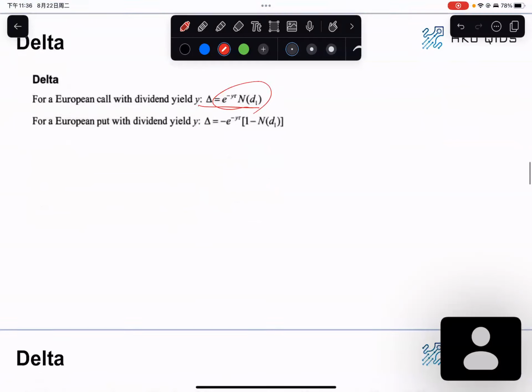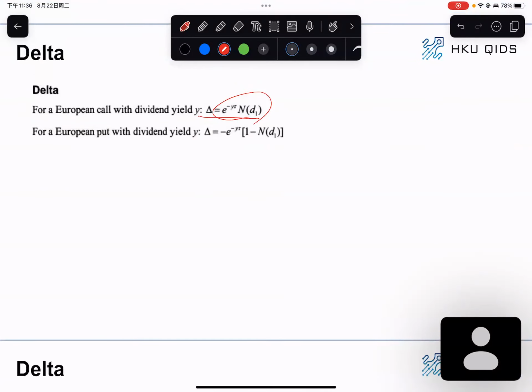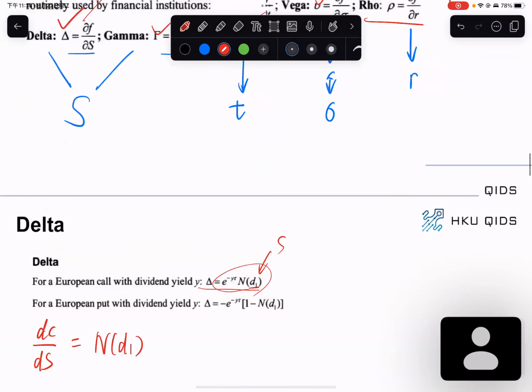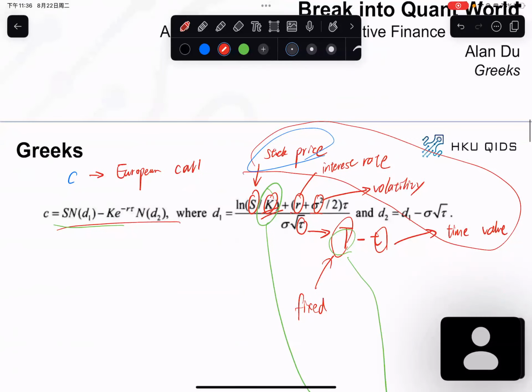So first, let's try to derive this delta just for your example. Please notice that to take the partial derivative, we still have the S within this d1 and d2. So actually d1 and d2 are also functions of S. So dC/dS is not going to be just N(d1). It's not just that we kill this S and have N(d1). We need to keep these two items still, okay?